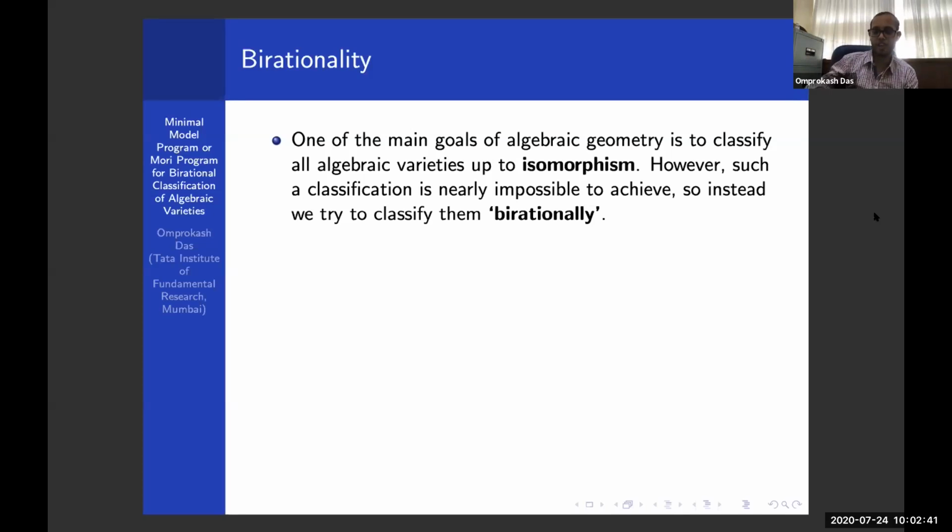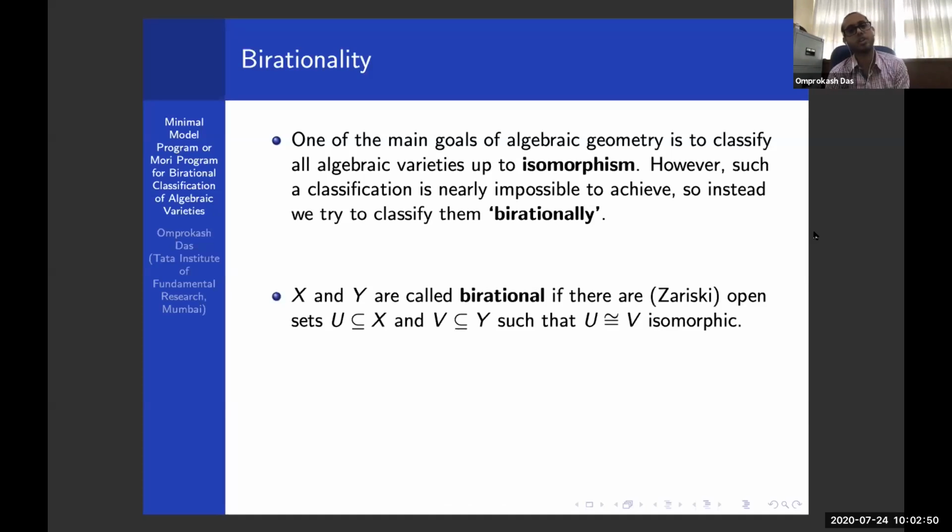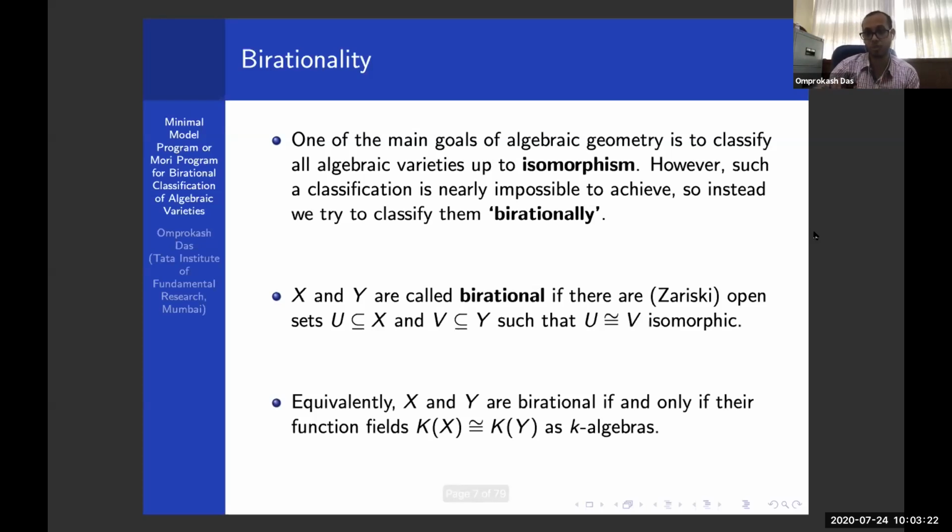So let's define when we call two varieties birational. Let's say X and Y are two varieties. We call X birational to Y if there is an open set U in X and an open set V in Y, both Zariski open, so that U is isomorphic to V as quasi-projective varieties. So basically, I don't expect the varieties X and Y to be isomorphic, but each of them has an open set, one from each, which are isomorphic. Of course, non-empty open sets.